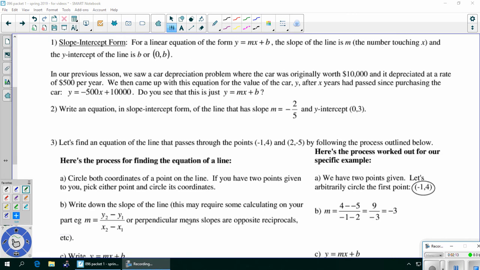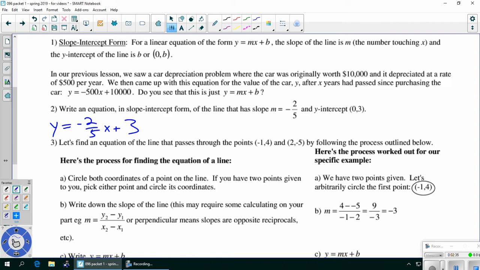Number 2, write an equation in slope-intercept form of the line that has slope m equals negative 2/5 and y-intercept (0, 3). So y equals, so it's mx plus b, so that's negative 2/5 x plus, and then the b in this case is 3, and that's it. That's the equation of the line that satisfies the slope and y-intercept that we have given.